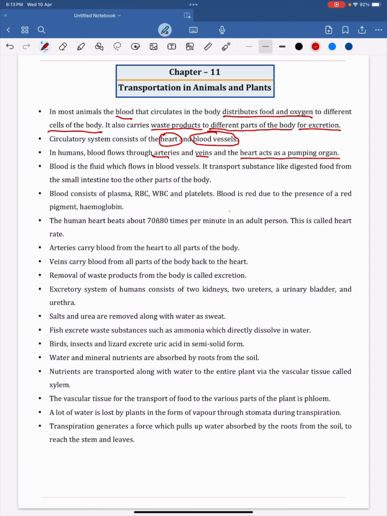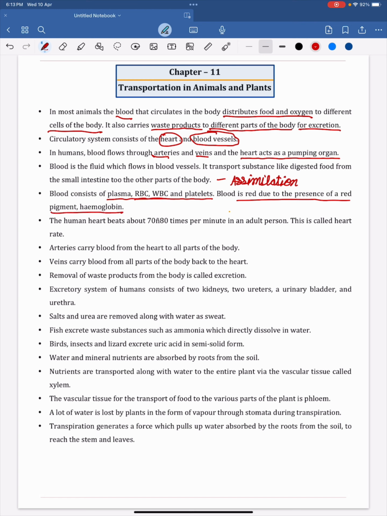Blood is a fluid which flows in blood vessels. Yes, it transports substances like digested food from the small intestine to the other parts of the body. We have learned this. This is also called assimilation. Blood consists of plasma, WBC, RBC, and platelets. Blood is red due to the presence of red pigment, hemoglobin.